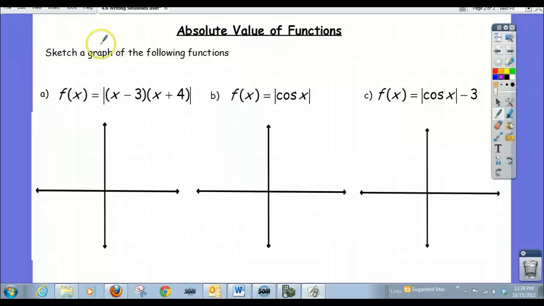Okay, so we're going to look at how we sketch the graph of absolute value functions, where we've got really a composition of functions. We have a function, and then we're just taking its absolute value. And so we want to see what that does to the graph.